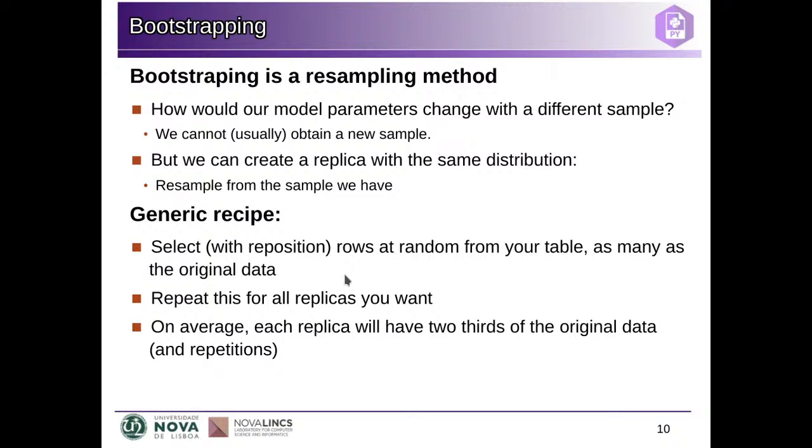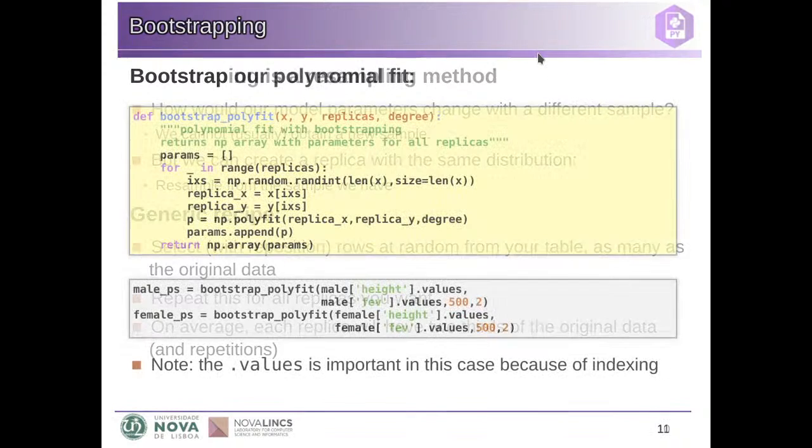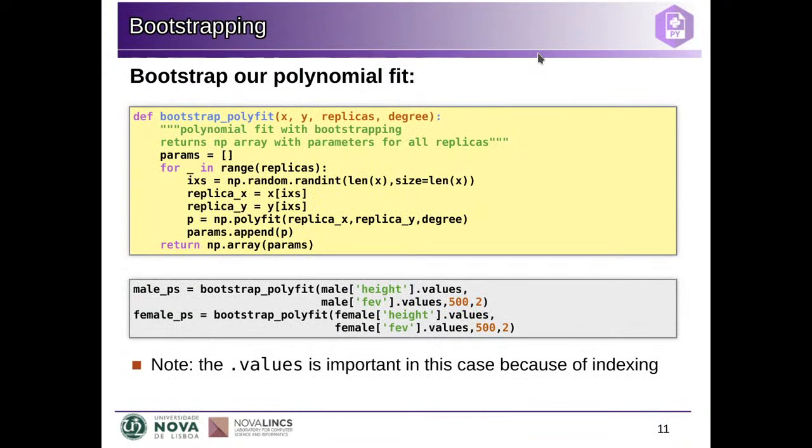So this is something that we can use to pretend or to mimic what could happen if we repeated the experiment. So this is what we're going to do here. We're going to create replicas of our original data and then fit the polynomial and compute the curve for each replica. So this is the code here.